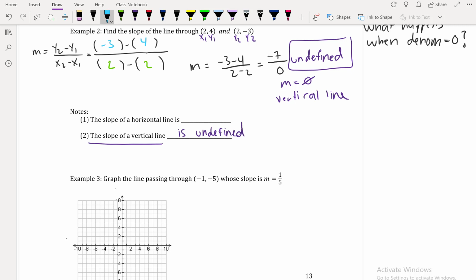And so we know that the slope of a horizontal line, remember, if you're a person and you're walking on this, that's going to have a slope of 0. So there's a huge difference between 0 and undefined. 0's in the numerator for horizontal, 0's in the denominator for a vertical line.